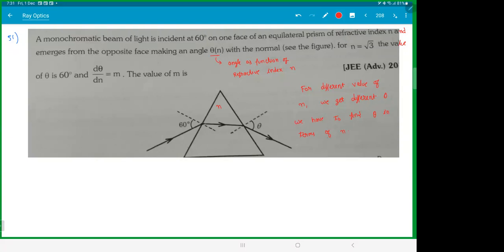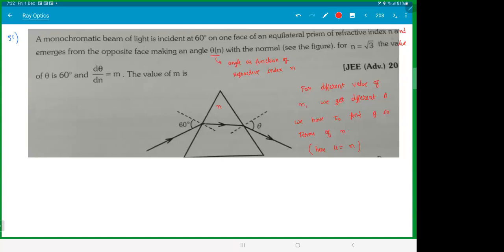The value of m will be. So first, your job is to find the theta in terms of mu. How do we do? So basically we need to find d theta by d mu. I'll write it as mu everywhere. So here n is mu. So d theta by d mu when mu is equal to √3, you have to figure out the value there.